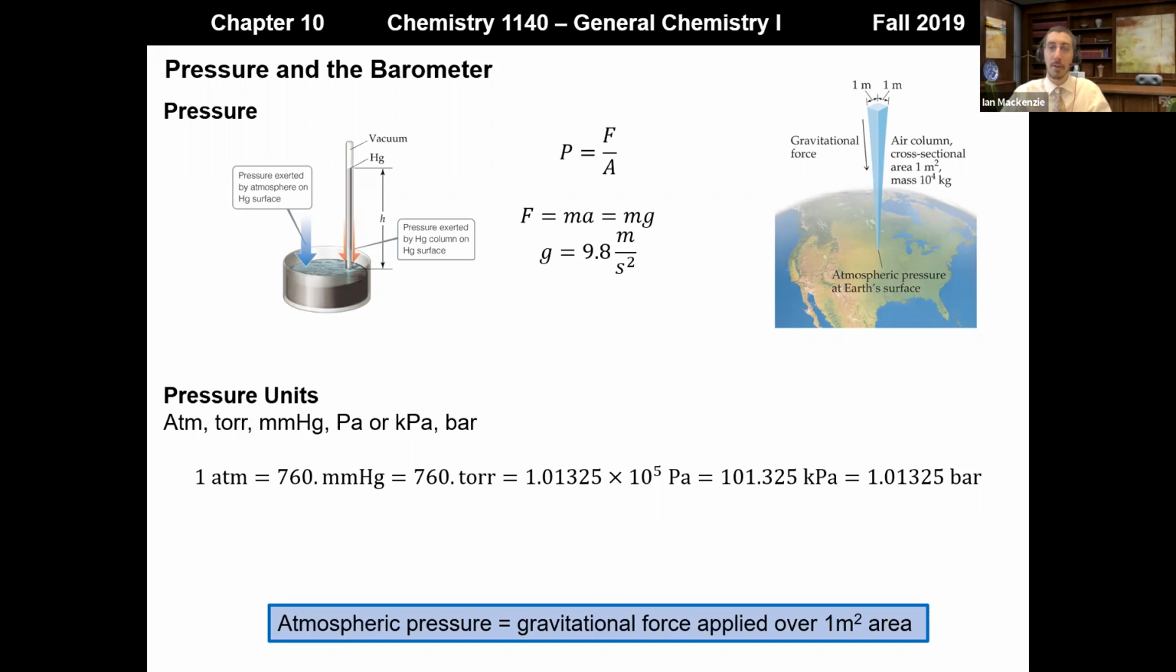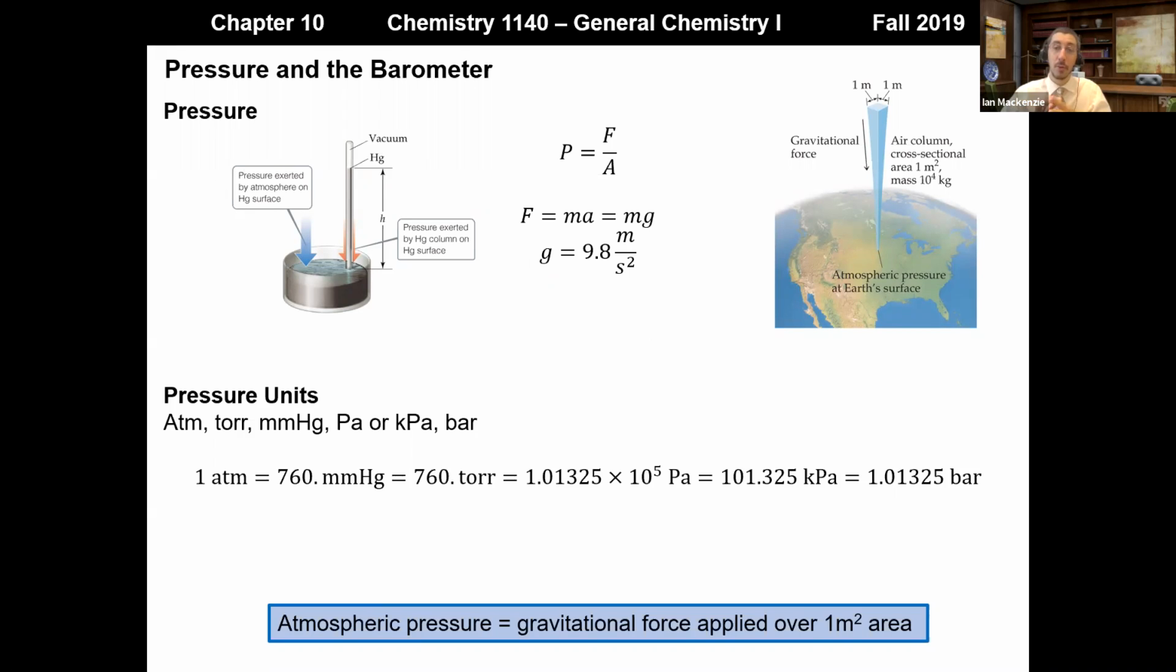And bar is actually just 10 to the 5th pascals, so it would be 1.01325 bar. So this is kind of the conversion factor between all of these different pressure units, and will be useful to us as we go forward.